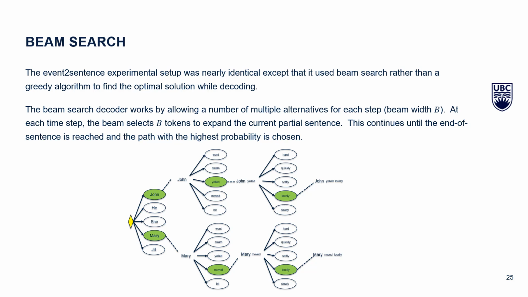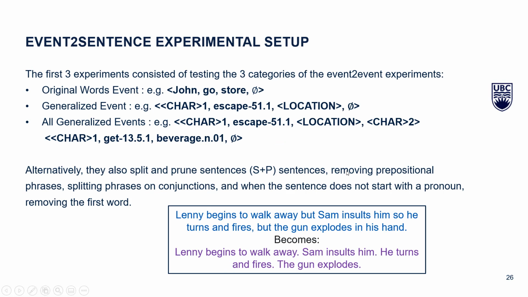The beam search decoder works by allowing a number of multiple alternatives for each step. This is known as beam width here. And at each step, the beam selects B tokens to expand the current partial search. This continues until the end of sentence is reached and the path with the highest probability is chosen. In my example here at the bottom, I have a simple beam search with a beam width of 2. John and Mary have the highest probabilities, and so their branches are both expanded. And then the next two highest probabilities are taken, so John yelled and Mary moved. This type of beam width expansion continues until the end of sentence is reached.